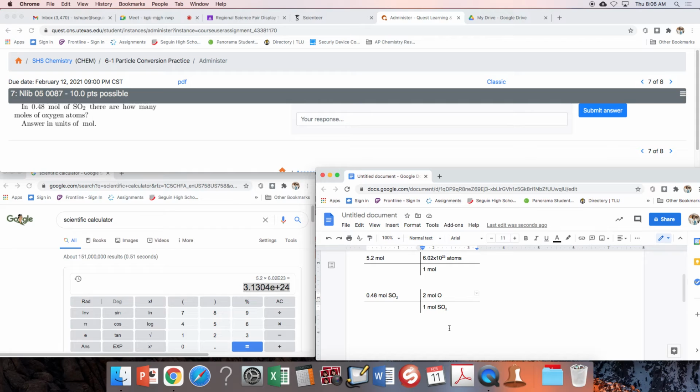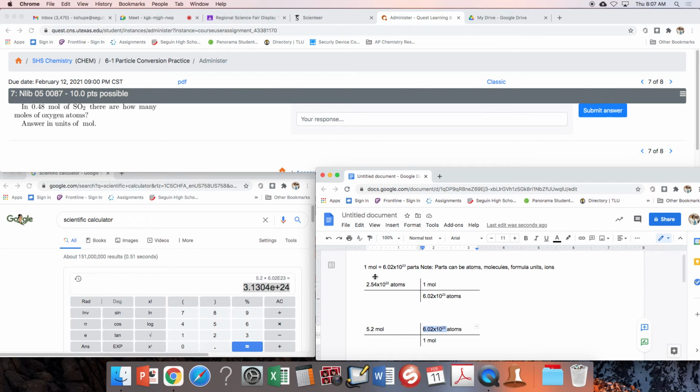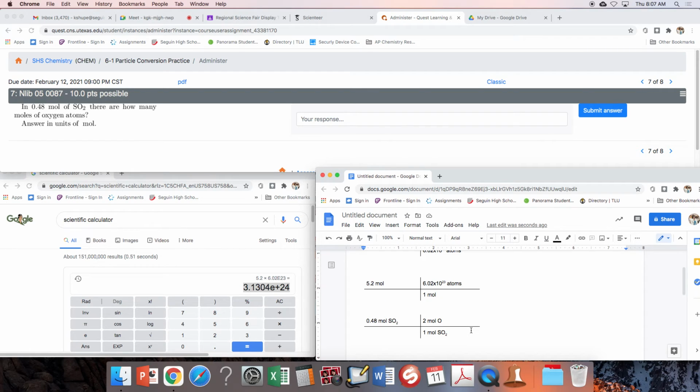Note, with this one exception, every single time I put moles, it was 1 mole. And every single time, the 1 was with the moles, the 6.02 is with your atoms. It could be with molecules, it could be with formula units. 6.02 is never, ever, ever going to go with your moles. Make sure you are following your conversion. Don't try and just put 1 on the bottom every time because you're going to end up wrong.